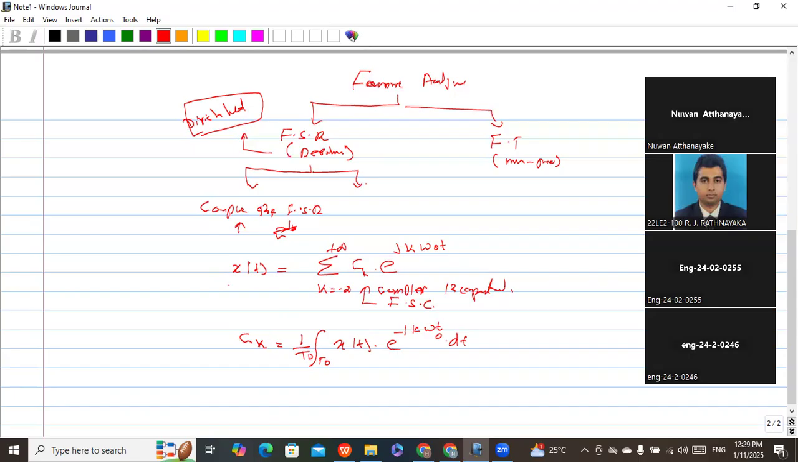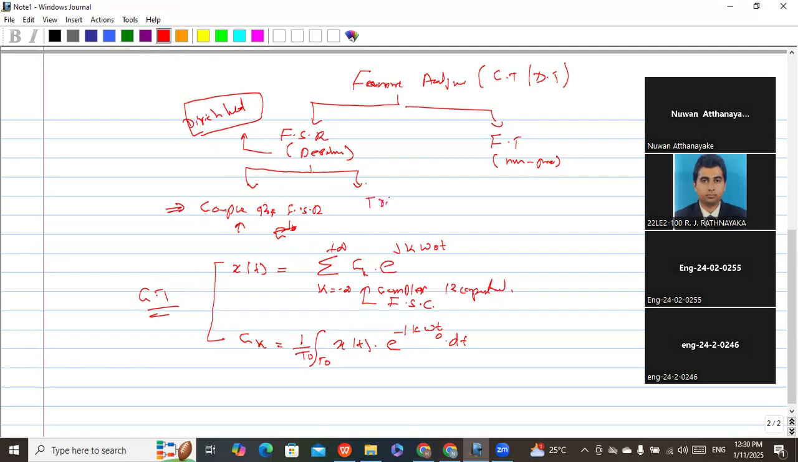So this x(t) is for continuous time. The Fourier analysis we use for both continuous time and discrete time. If you have any continuous time or discrete time periodic signal, you can represent it as a Fourier series representation, as a collection of complex exponential signals. That is called the complex exponential Fourier series representation.